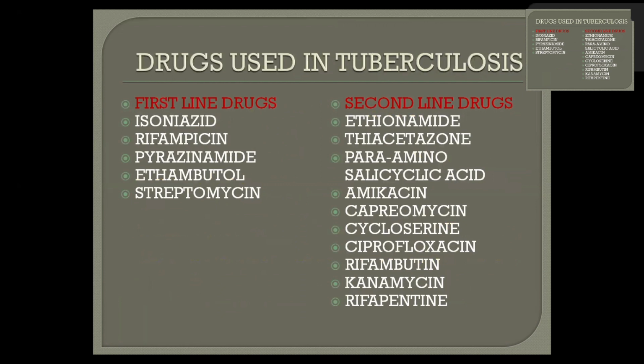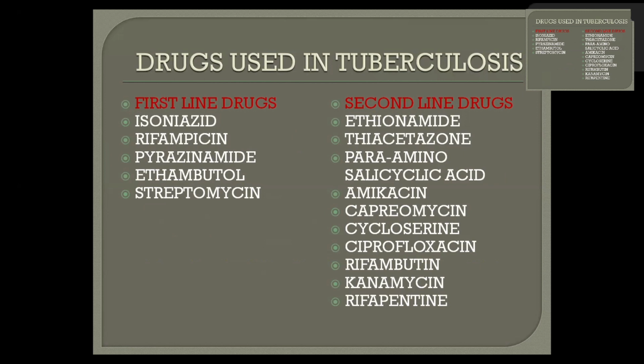Now we will see what the first-line drugs are and what the second-line drugs are. The drugs coming under first-line drugs are isoniazid, rifampicin, pyrazinamide, ethambutol and streptomycin. This is a very important concept in medical surgical nursing when we study communicable diseases. Even when you study community health nursing, the drugs used in tuberculosis are very important in your syllabus. So the first-line drugs are isoniazid, rifampicin, pyrazinamide, ethambutol and streptomycin.